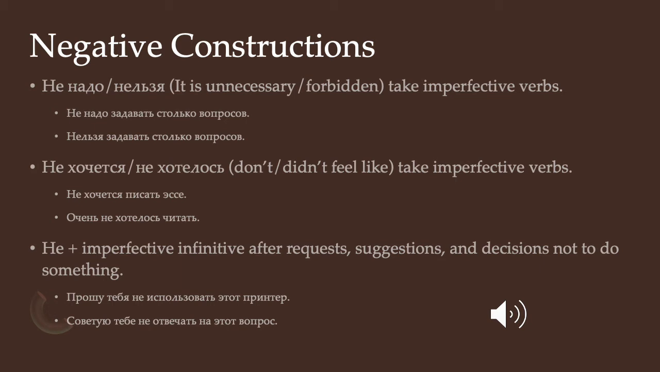So when we are deciding not to do something, asking someone not to do something, or recommending that someone not do something, we're going to use не and then the infinitive of an imperfective verb to describe the action that we are saying you should not do.